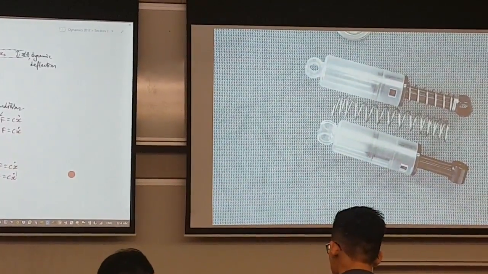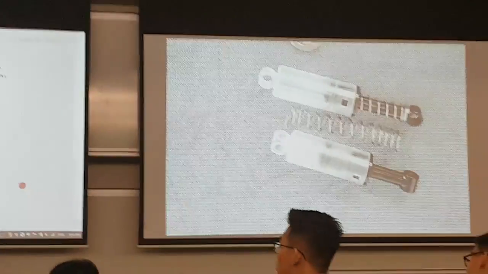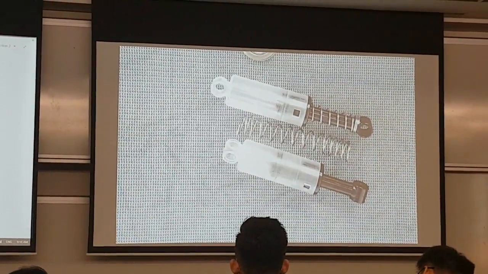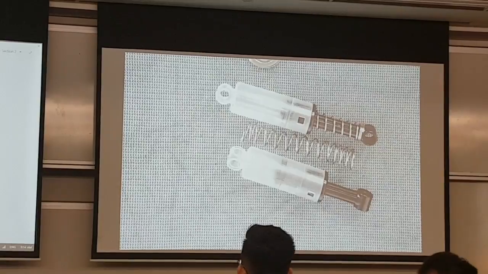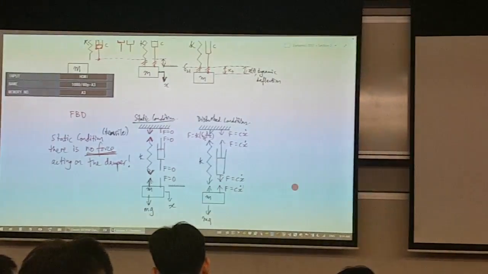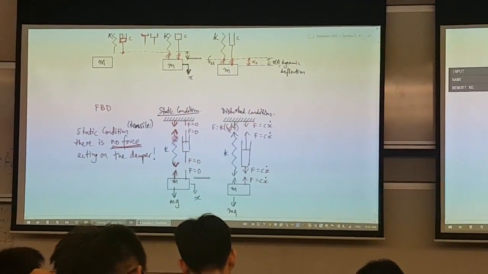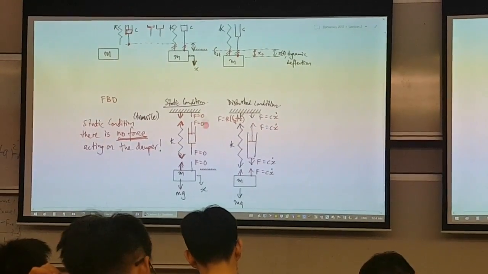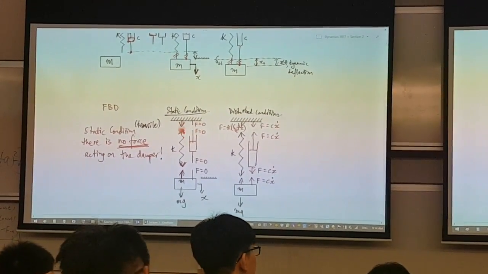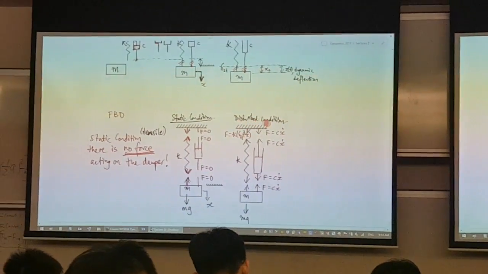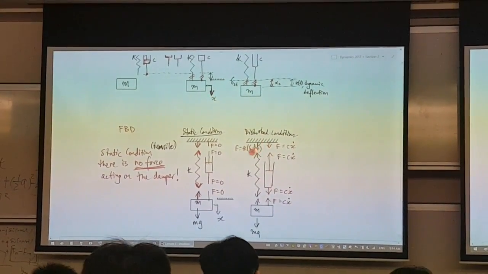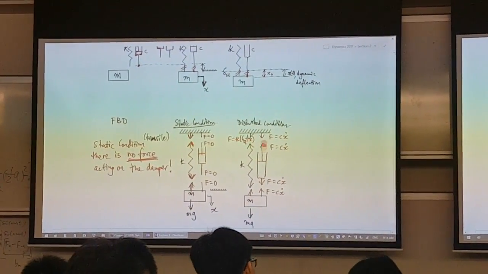So please take note of these differences. Always remember, in static condition, there's no force from the damper, but there's force from the spring. In the disturbed condition, there's forces coming in both from the spring and the damper.